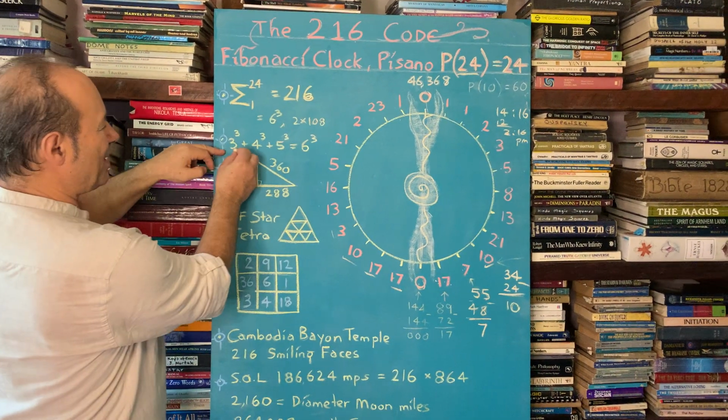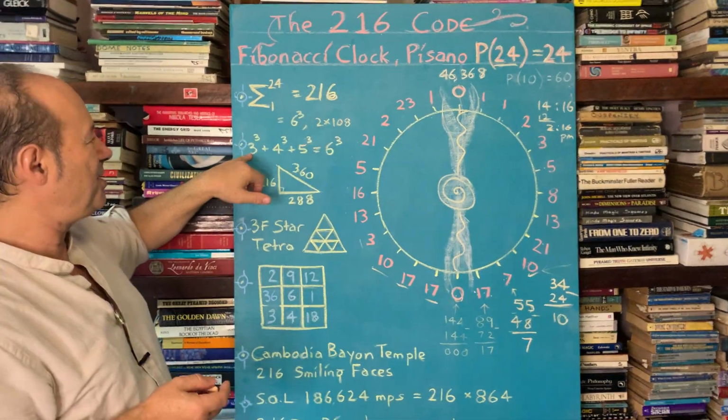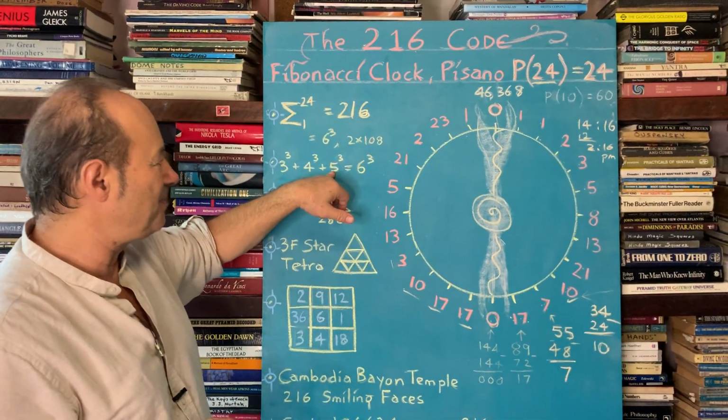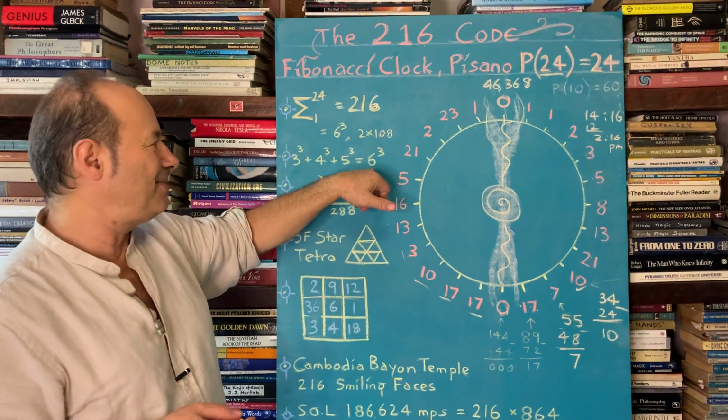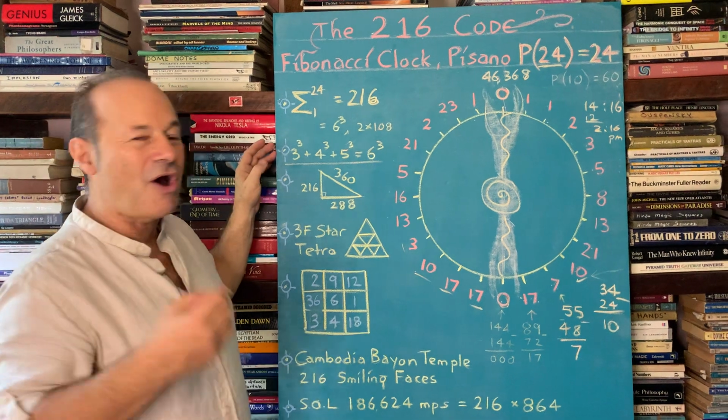I'm interested with the Pythagoras' triangle. So here's the sum of three cubic numbers, 3 cubed plus 4 cubed plus 5 cubed. If you added them all up, equals 6 cubed. And I love that. This is called a mathematical plum of the highest order.